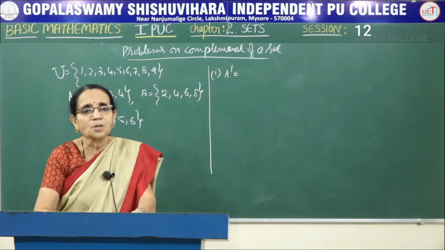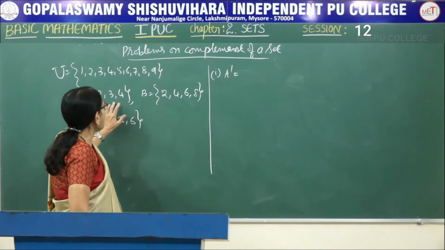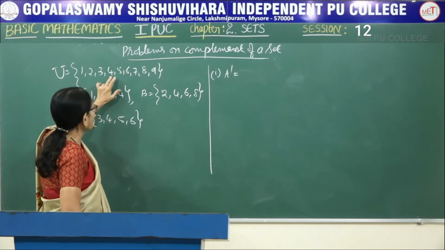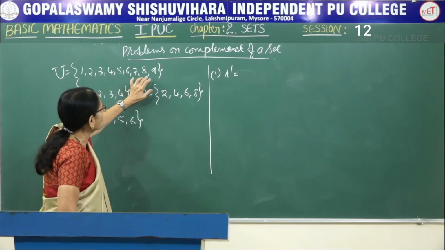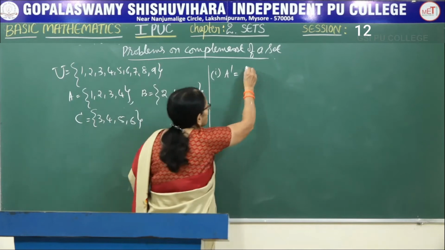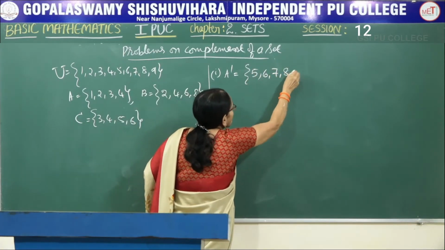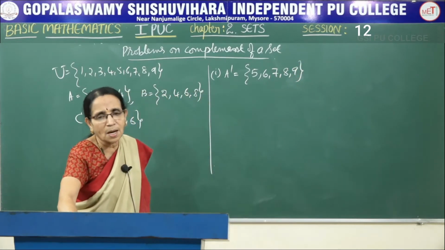What do you mean by A dash? You have to get the elements of the set U which are not present in the set A. See, 1, 2, 3, 4, they are present here. But for that, what are the elements here? 5, 6, 7, 8, 9. So, write it as it is: 5, 6, 7, 8, 9. These are the elements which are present in A dash.